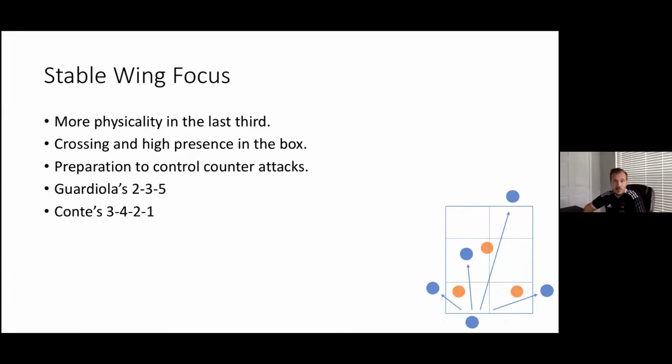Conte's 3-4-2-1 with Chelsea that he had when they won the league, they had Diego Costa in the middle, and they would just have fullbacks wide. They would move the ball, play it wide, crosses in when they're facing a low block.